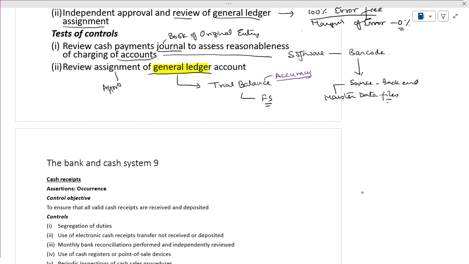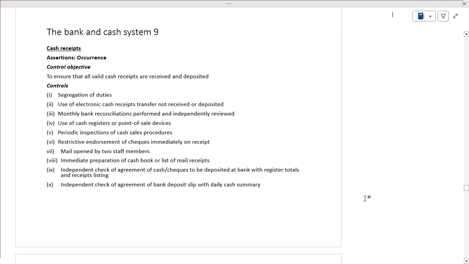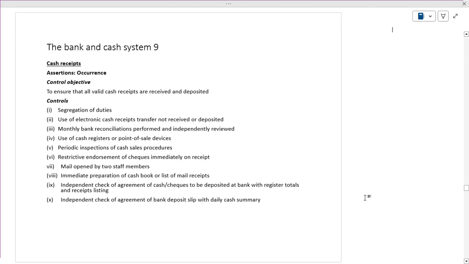Come back to this. We are talking about cash receipts. The same process applies. I cannot say payments are less important; everything is equally important. The objective is to include that all valid cash receipts are received, and most importantly, deposited.